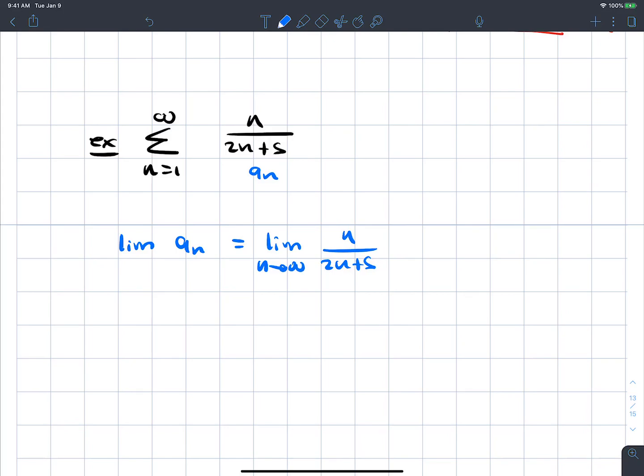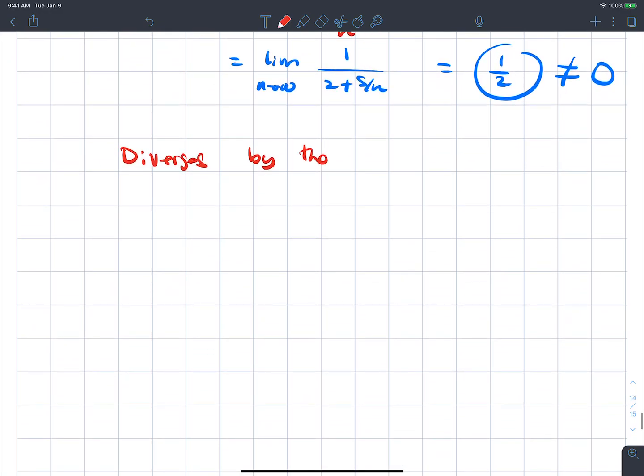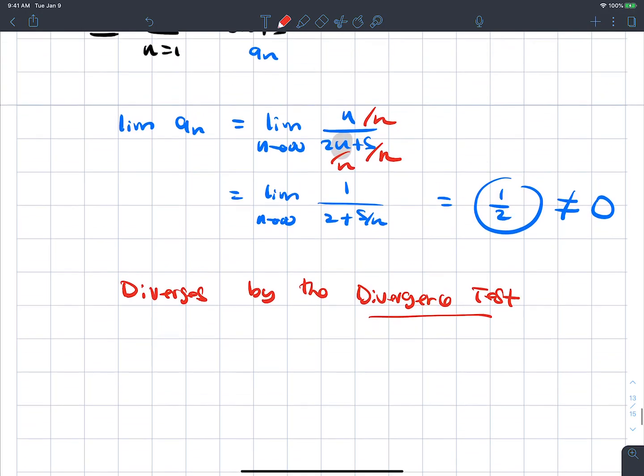As n goes to infinity, remember, this is a Calculus 1 question. Divide by the variable with the highest power in the denominator, which is going to be n. The limit of 1 over 2 plus 5 over n. Now, what's that limit going to be? That limit is 1/2. This 1/2 is not 0. Because it's not 0, what do we say? The series diverges by the divergence test, test for divergence, whatever you want to use. Just know that the limit of a_n is not 0.